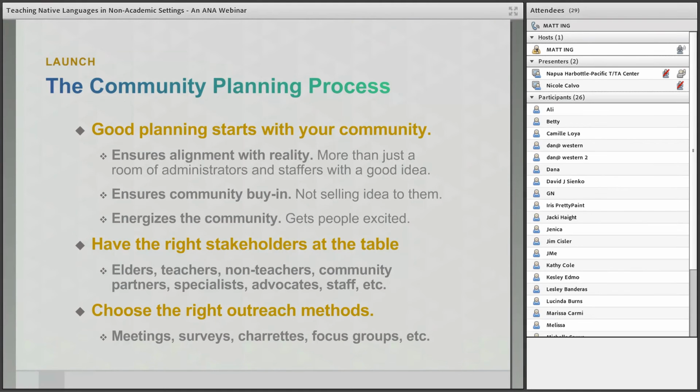In the launch, there's a community planning process, and we've gone over some of this already. Good planning starts with your community. You ensure alignment with reality. Again, you might think it's a good idea, but if your community is not ready for it, it's not really going to happen. So you need to have that involvement, and not just from your organization and their administration and the staff. Again, you need to ensure community buy-in and you need to energize the community to get people excited about the project.